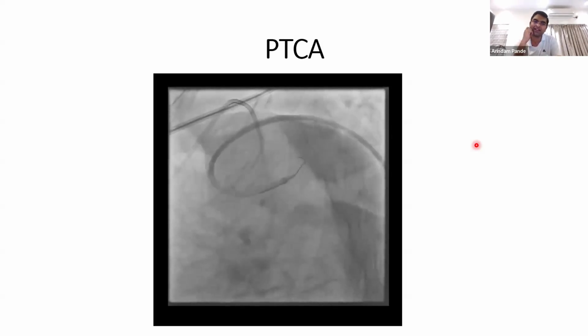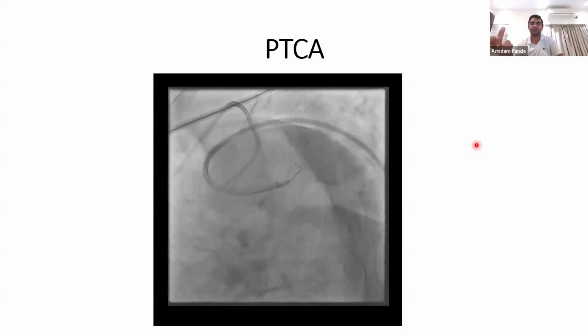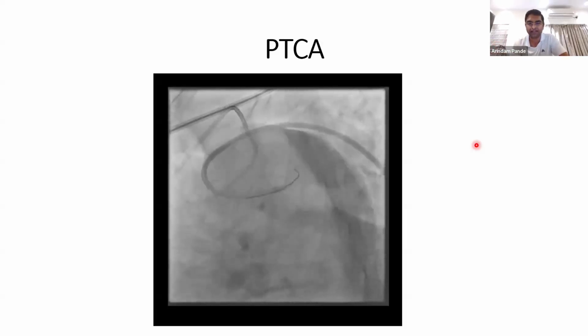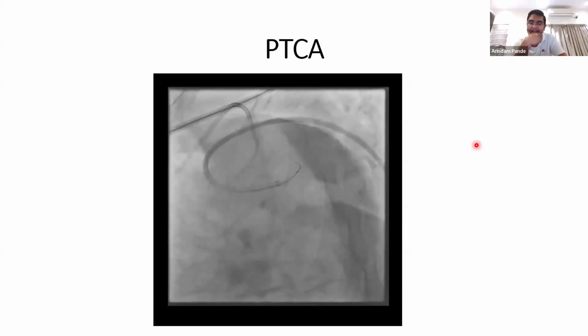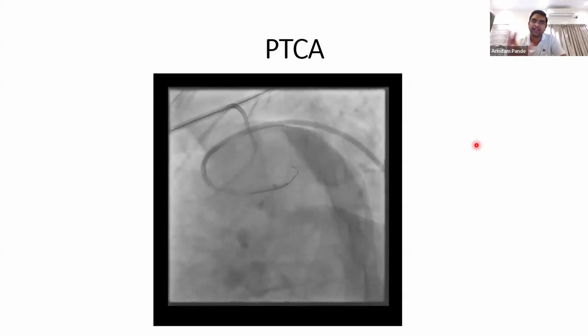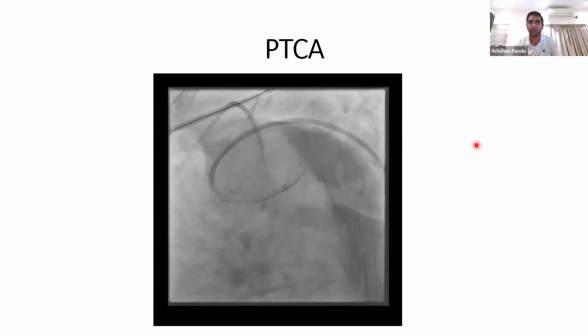But the problem, you can see, is that every time we gave a large bend to the Fielder XT so that it goes towards the LAD, whenever we approached the CTO segment and tried to take the microcatheter to snugly fit it so that we could give more pressure, it kept going to the large ramus. So that was a very big problem.